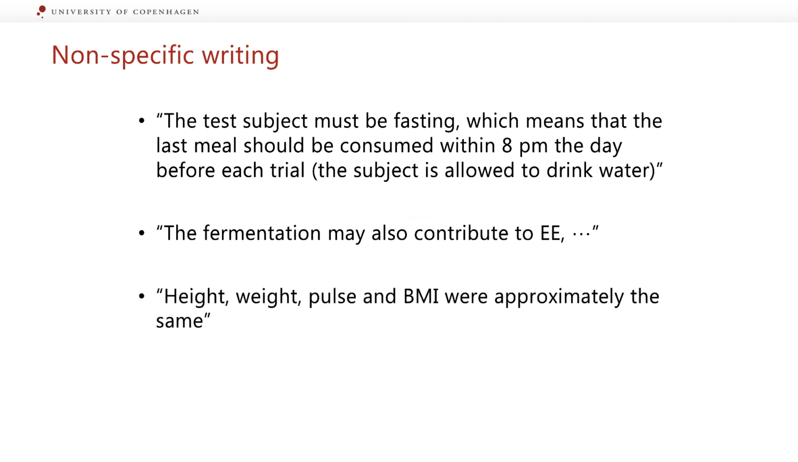And here is the last example of non-specific writing. Height, weight, pulse, and BMI were approximately the same. Now, we really try to avoid approximations in science, and what should be stated here is either it's the same or it's not the same. It's not approximately the same, and we of course try to use statistics whenever we can to conclude whether it's actually the same or not. And you should of course present the data so that the reader can see what's actually going on.